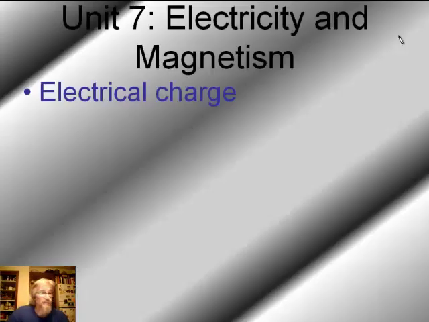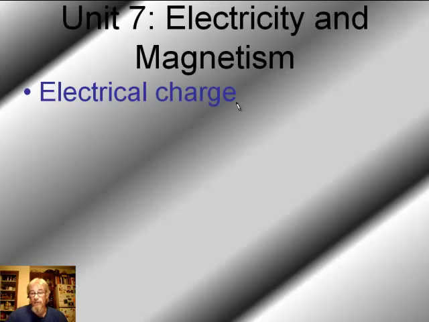Unit 7 is a long shot. We often don't get to electricity and magnetism. It'd be nice if we did, but it all depends on how fast the class could move and things like that. Electricity and magnetism is a kind of a big topic. It's a good one to wrap up. Even if we start it, there's a good chance we won't finish it.